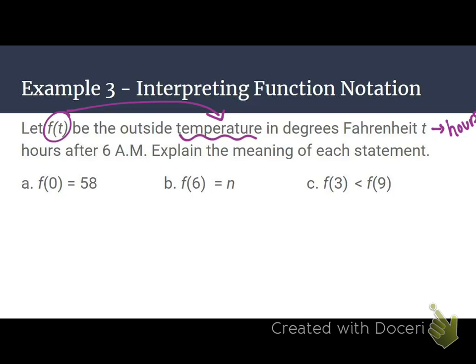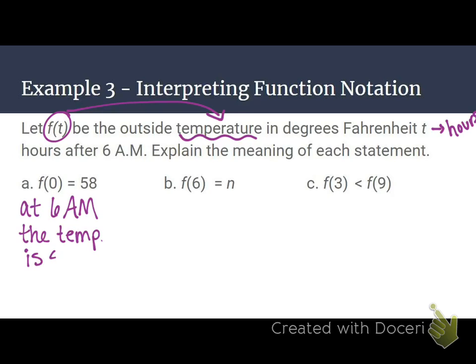So on letter A, what number did they plug in for t? On letter A, they put in a 0 for t. So if 0 hours has passed since 6 a.m., what time is it? 6 a.m. So at 6 a.m., what are they saying the temperature is? 58 degrees. At 6 a.m., the temperature is 58 degrees Fahrenheit.